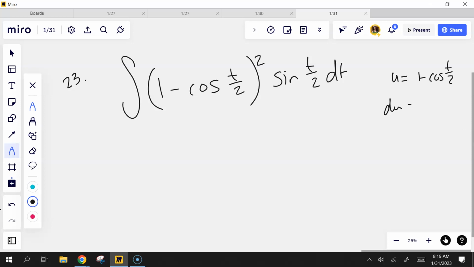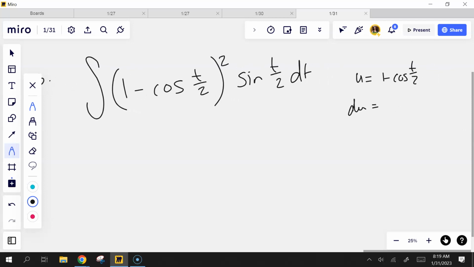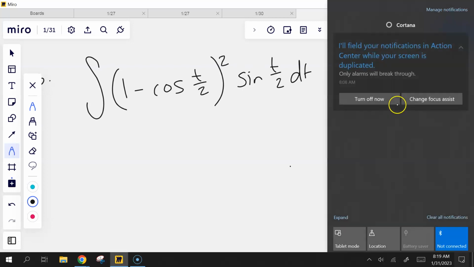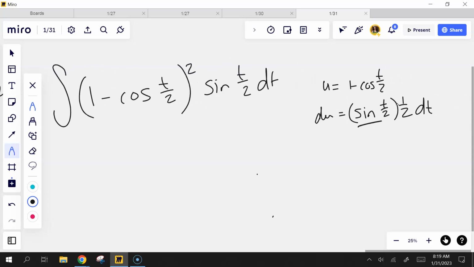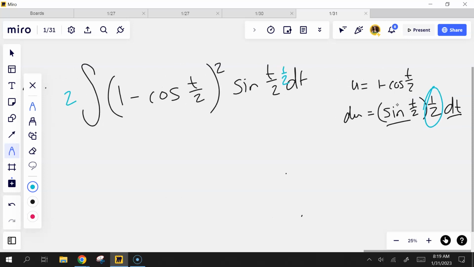So what's du? It's the derivative of 1 minus cosine t over 2: sine t over 2 times 1/2. That's exactly right. Don't forget to chain it. I have this. What I'm lacking is the 1/2, but I can easily give it the 1/2, right? I can give it a 1/2, but I need to counter that outside with a 2.